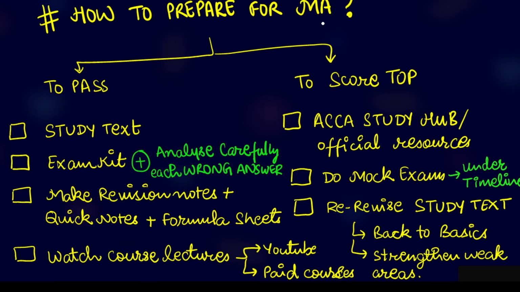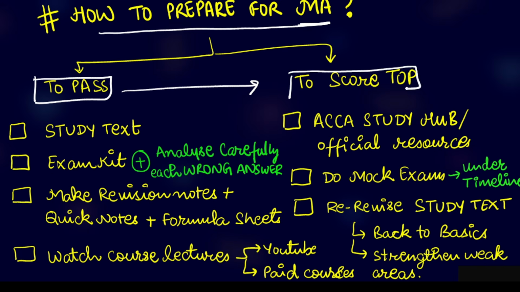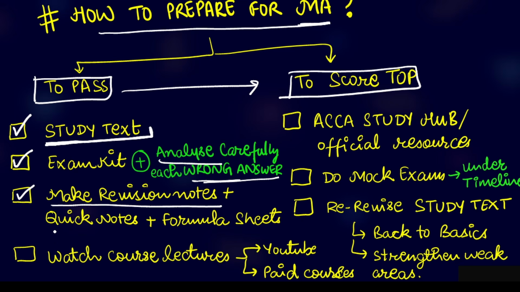Now, the most important part, how to prepare for MA exams. First to pass and then to score top. To pass, initially you have to start reading and understanding the concepts in your study text fully. Further, you can practice from exam kit and also analyze carefully each wrong answer. And also do make revision notes and quick notes plus formula sheets to learn them side by side before exam.